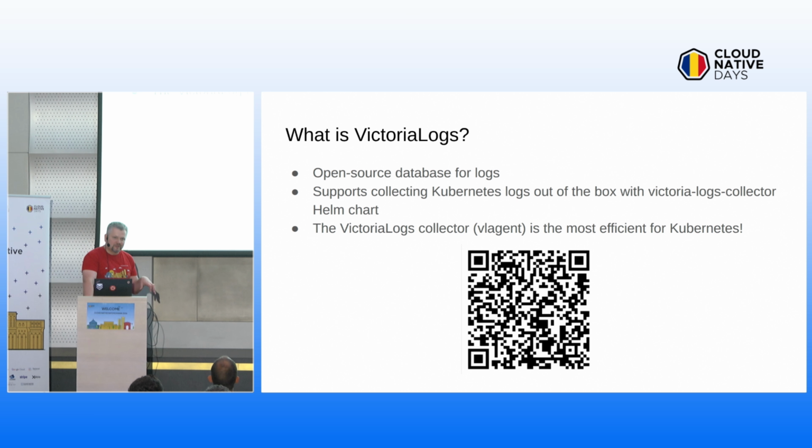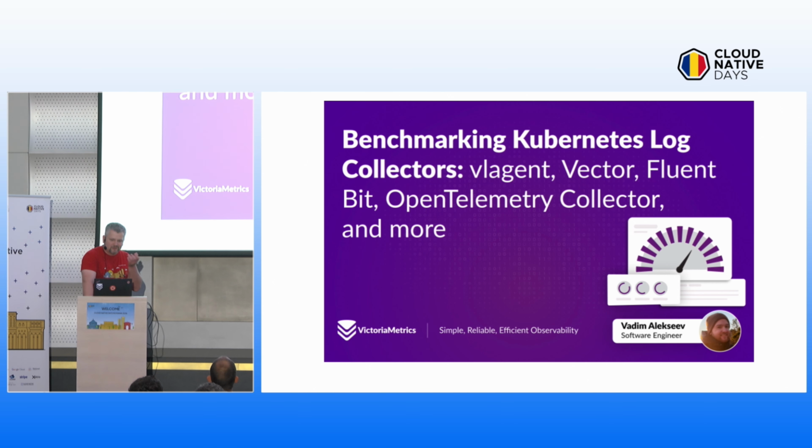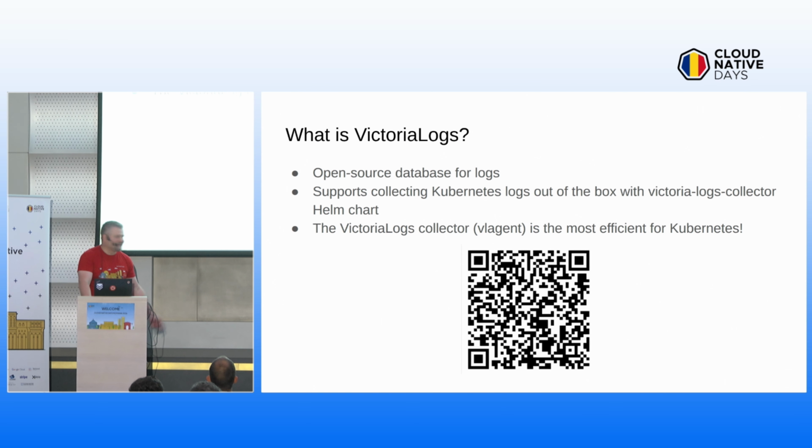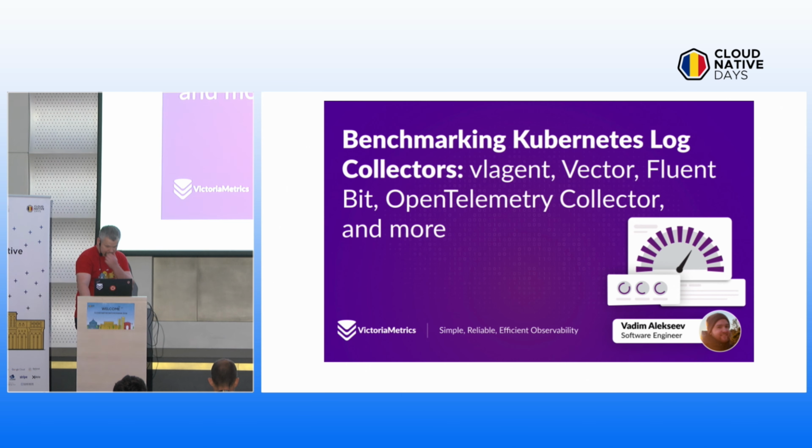And it collects these logs with a specially written VictoriaLogs collector, which is named VLAgent, and this VLAgent is very efficient. It is much more efficient compared to other collectors such as Vector, Fluent Bit, OpenTelemetry collector, and so on. And I recommend you scan this QR code and read a blog post about it. This blog post is highly technical, and you can reproduce the benchmark inside it and understand that VLAgent is much more efficient compared to the other log collectors for the Kubernetes case.